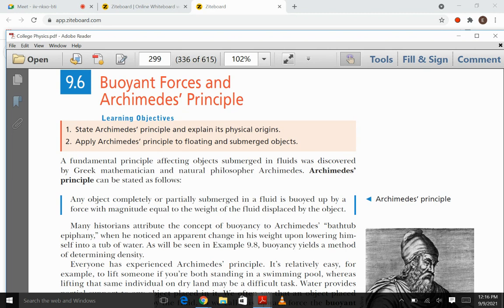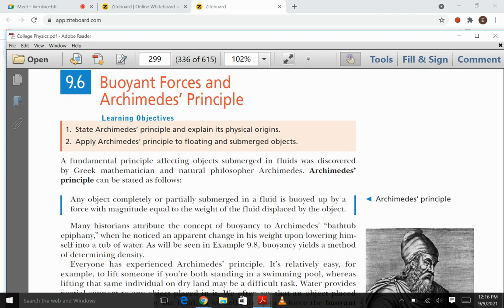And maybe you may have noticed that it's easier to lift someone when you are in water than it is when you are just on the surface, right? So how does all of this happen? It's because of Archimedes' principle, right? And the buoyant forces. So that's what we'll be looking at, right? But yeah, that's basically what we'll be looking at tomorrow.